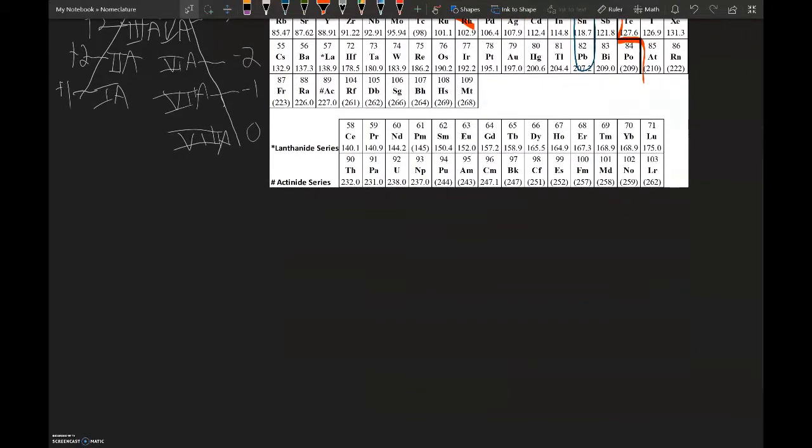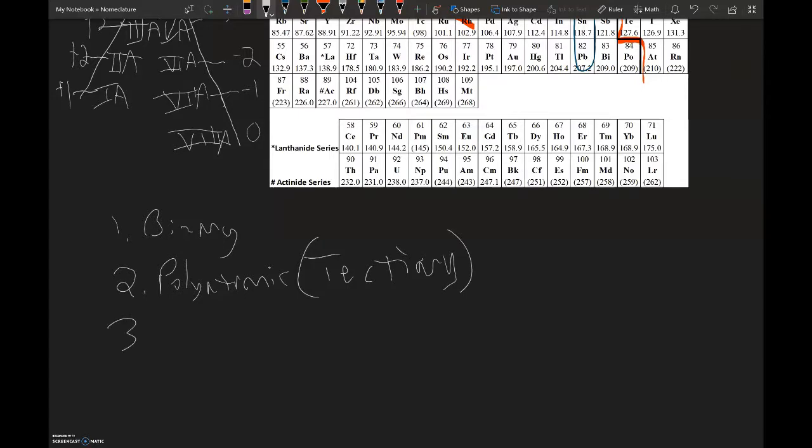So we can break up ionic compounds into 3 different groups. The first group is the binary. The second group is polyatomic, also known as tertiary. And then the third group will be transition metals.